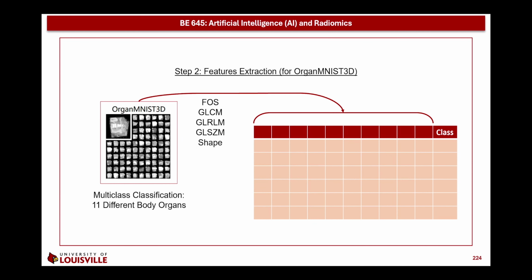For the second dataset, it's a multi-class classification dataset. It consists of 11 different body organs, which consists of 115 CT scans for training and 16 CT scans for validation. They also provided the split between training, testing, and the validation. So also we need to extract the features from the training and testing subsets to be used with the classifier.